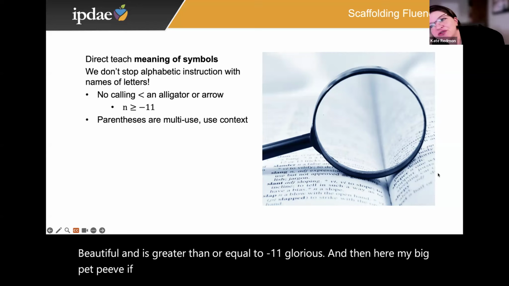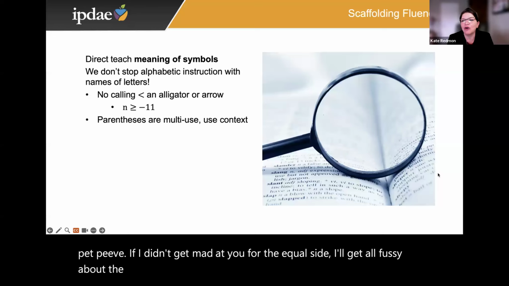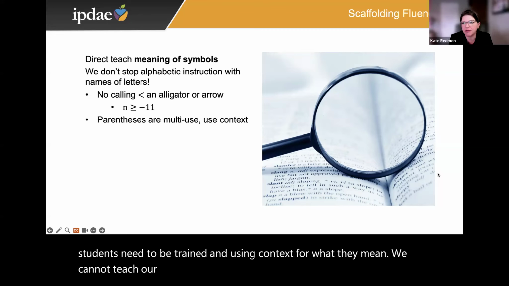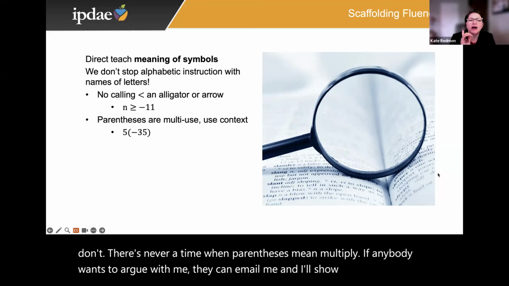If I didn't get mad at you for the equal sign, I'll get all fussy about the parentheses. So parentheses are very, very multi-use. Your students need to be trained in using context for what they mean. We cannot teach our students that parentheses mean multiply. They actually don't. There's never a time when parentheses mean multiply. If anybody wants to argue with me, they can email me and I'll show you videos.